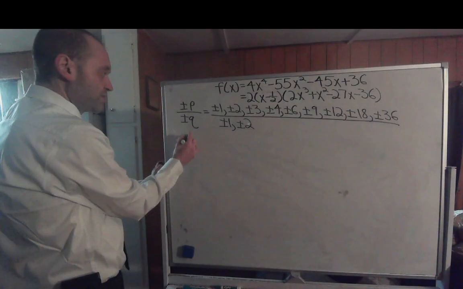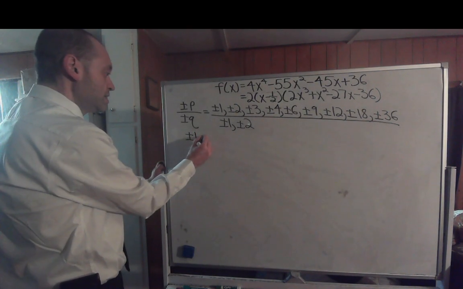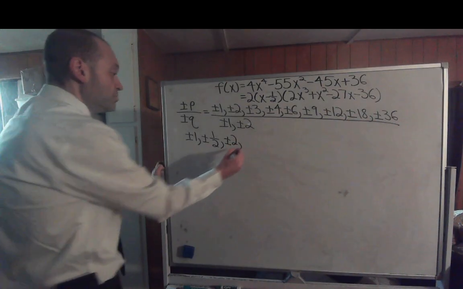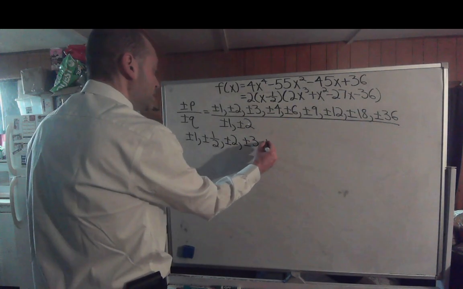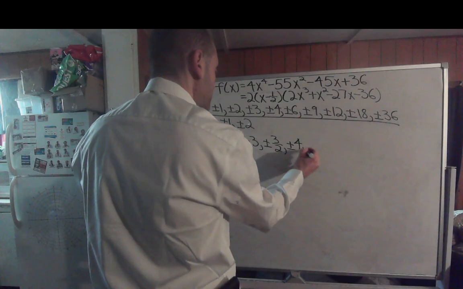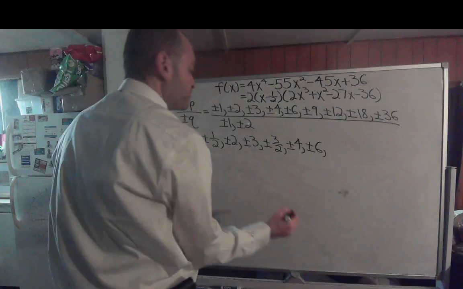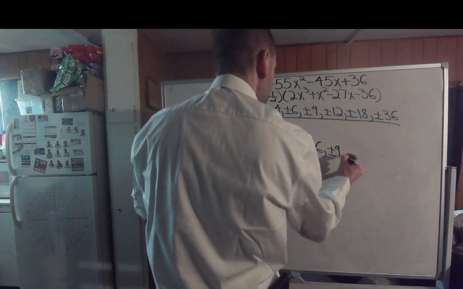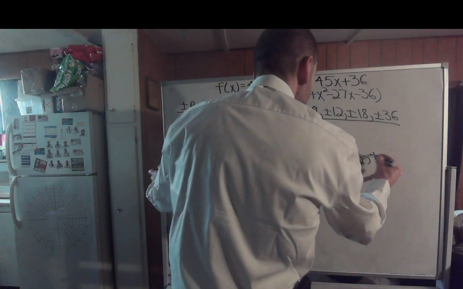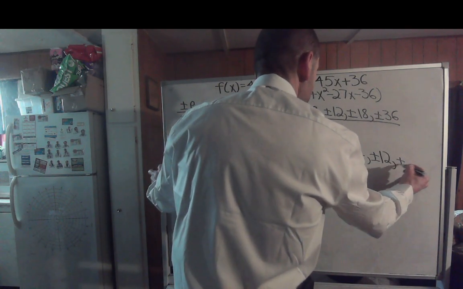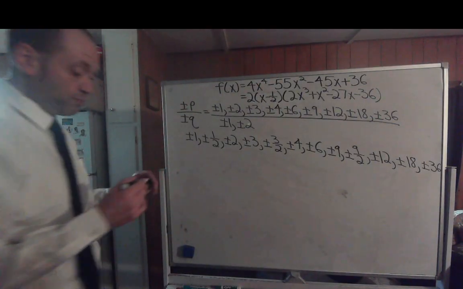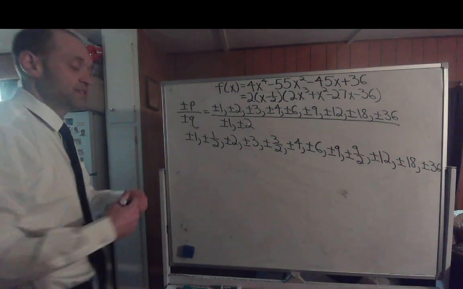This would give you a total set of rational zeros of plus and minus 1, plus and minus 1/2, plus and minus 2, plus and minus 3, plus and minus 3/2, plus and minus 4, plus and minus 6, plus and minus 9, plus and minus 9/2, plus and minus 12, plus and minus 18, and then plus and minus 36. Those are all your possible rational zeros. So not quite as many, but still a lot.